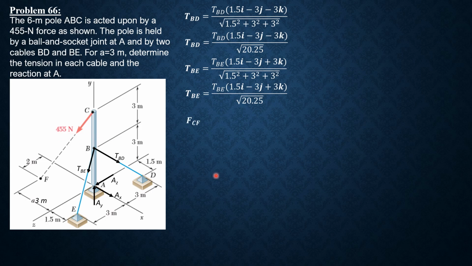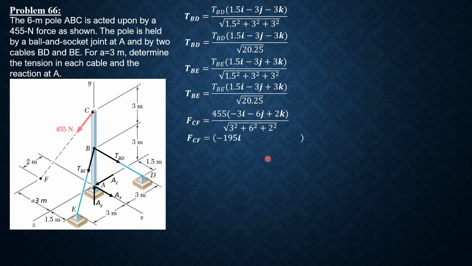For the 455 Newton force, FCF, 455 times negative 3I, negative 6J going down, then positive 2K. So leftward 3, so that's why negative 3I. Down along Y is negative 6J, 6. Then forward along Z, positive 2K. Over distance, square root of 3 square plus 6 square plus 2 square.